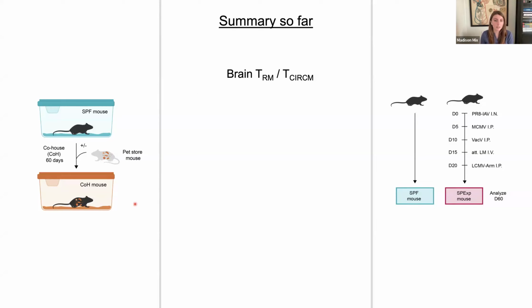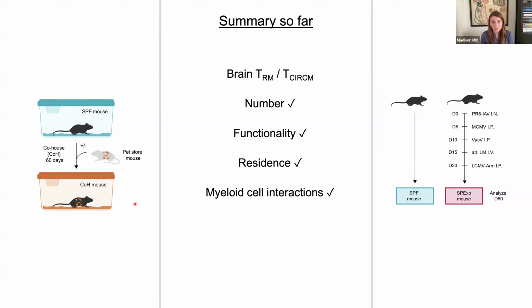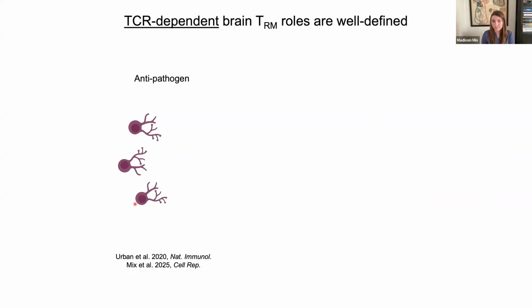Okay, so summary so far, in thinking about how to profile these memory T cells in microbially experienced mice, we've, to varying extents between these two model systems, looked at number, their functionality, their residence capacity, and briefly touched on some myeloid cell interactions. But I think the bigger question here is what impact could there be of these microbially induced T cells on neurological disease?